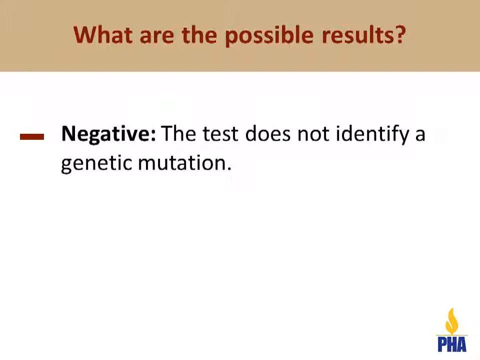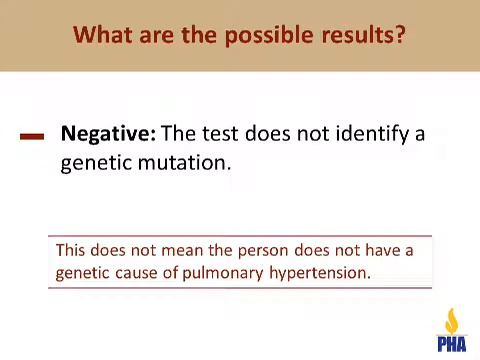A negative test result means that we did not find a genetic mutation that is the cause of the pulmonary hypertension. Genetic testing may be negative because the individual does not have a genetic form of pulmonary hypertension, and their pulmonary hypertension is caused by something besides genes. Genetic testing may also be negative because the person has a genetic mutation that causes pulmonary hypertension, but it was not detected by the test for some reason. Finally, the genetic testing may be negative because the individual has a genetic mutation in a gene that has not yet been found to cause pulmonary hypertension.